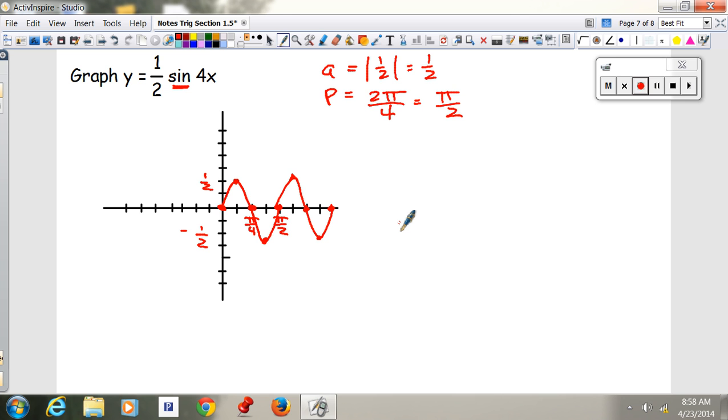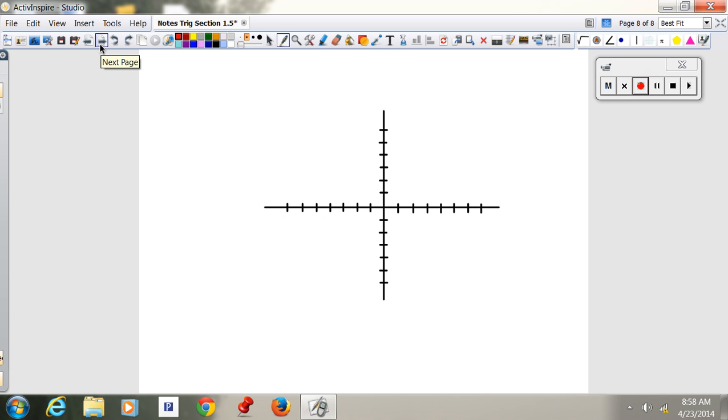Now the last one, I didn't actually put on the note sheet, so you're going to want to draw yourself a little X and Y axis. And you've got some room in the bottom right corner to do that, so draw a little X and Y axis. And we're going to use y equals 2 plus 3 cosine of 2x. We want to graph this little equation onto our X and Y axis.